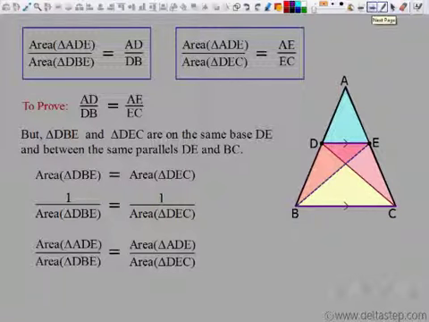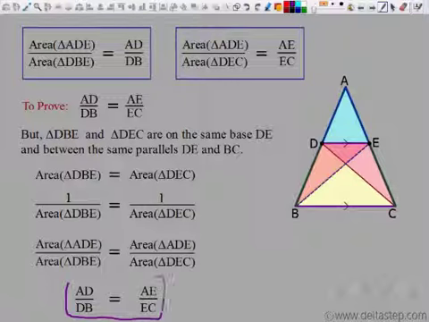Now you know that area of ADE by DBE is AD by DB, and area of triangle ADE by triangle DEC is AE by EC. So instead of this, I can write AD by DB, and this is equal to AE by EC. What I wanted to prove was AD by DB is equal to AE by EC, and what do you see here? AD by DB is equal to AE by EC. Hence I have proved this theorem.